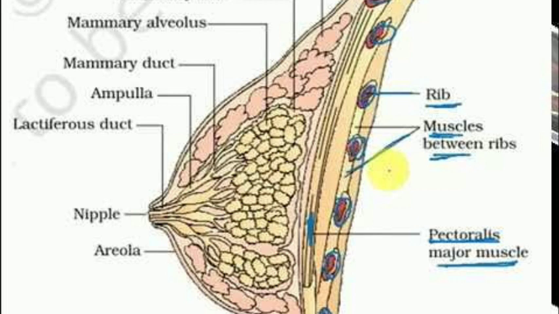The tubules of each lobe join to form a mammary duct. Several mammary ducts join to form a wider mammary ampulla, which is connected to the lactiferous duct, through which milk is sucked out.